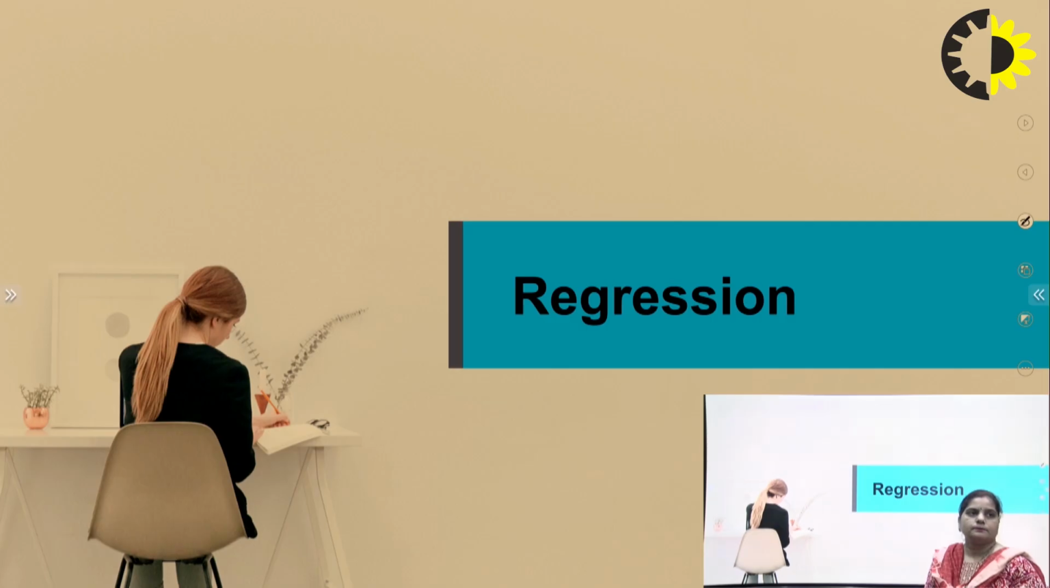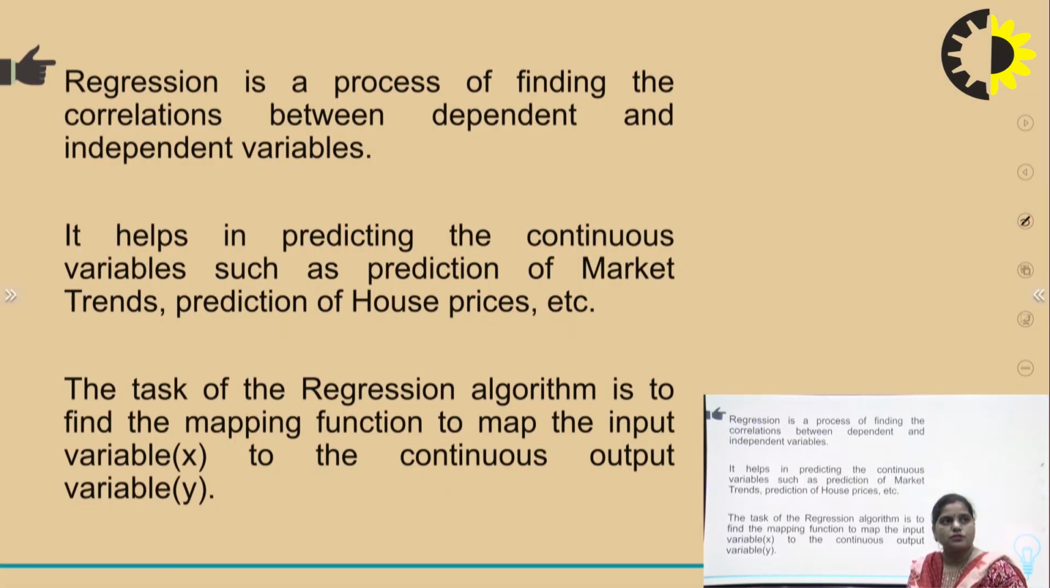What is regression? Regression is a process of finding the correlation between dependent and independent variables. So basically it helps in predicting continuous values, like prediction of market trends, house prices, age, incomes. So basically it is used for predicting continuous variables.